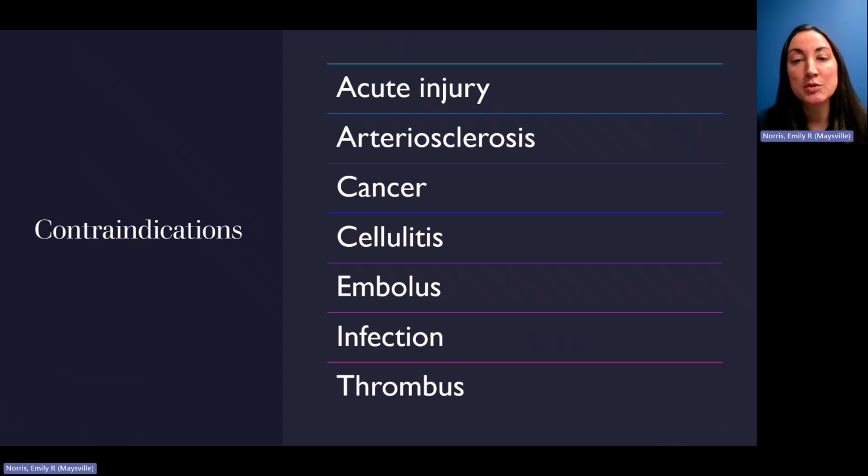Contraindications include acute injury, arteriosclerosis, cancer, cellulitis, embolus, infection, and thrombus.